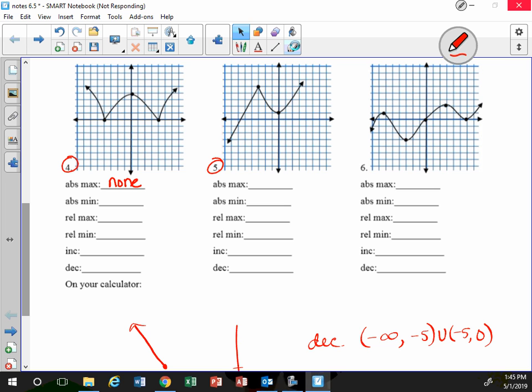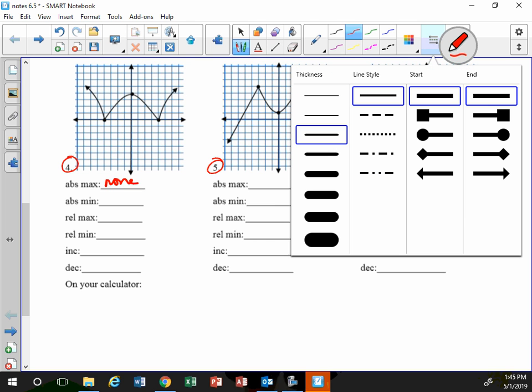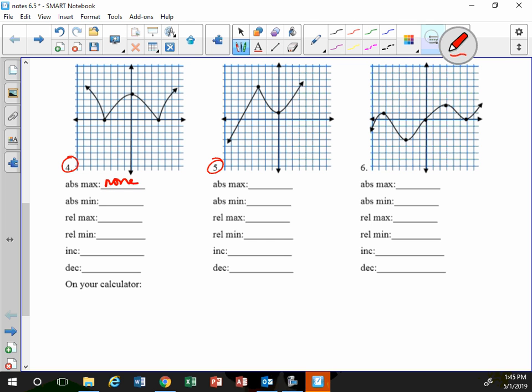Alright guys, let's look at 4 and 5. Absolute max, are you okay with none? Okay. Alright. Absolute min, what do you think? 0, and it happens at 2 places, right? -4 and positive 4. Yeah, so you can just say x equals plus or minus 4.